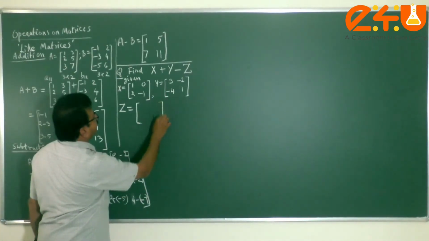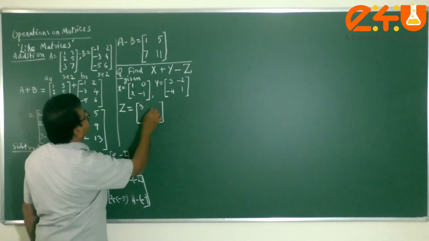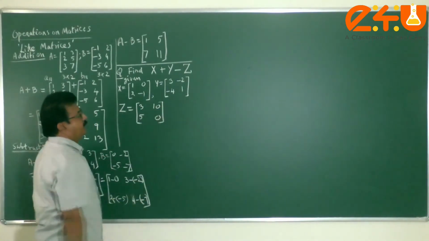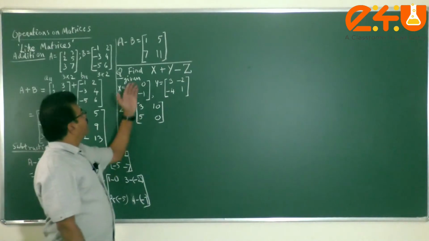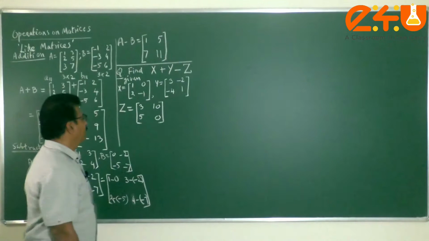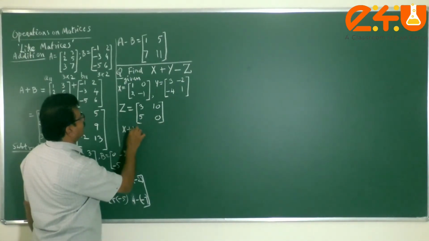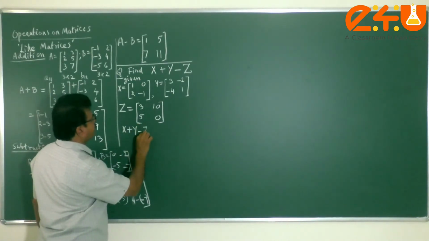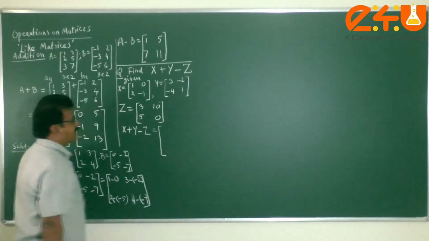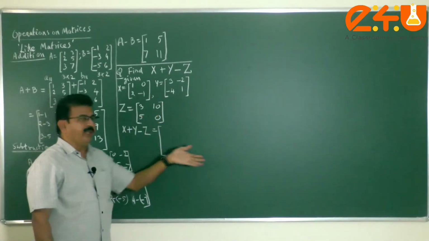Matrices were given, the third matrix Z, let me write it as 3, 10, 5, 0. Now let us perform this operation. It is a composite operation, one addition, one subtraction, so extended to three matrices. Therefore, X plus Y minus Z. So this can be performed as, I am not going to write again repeating the same matrices on the RHS.